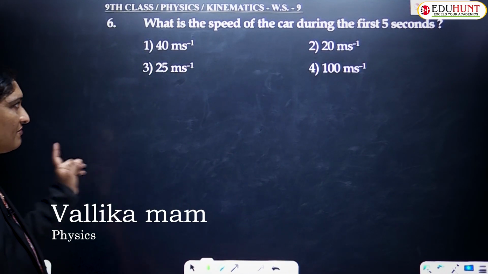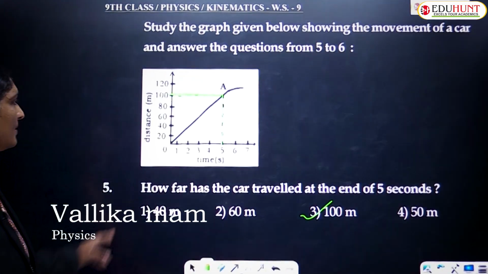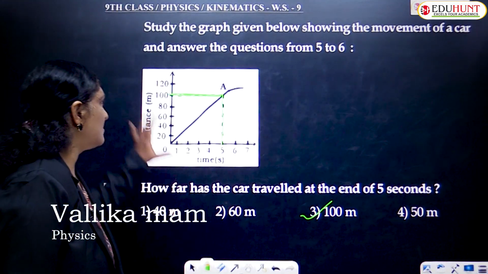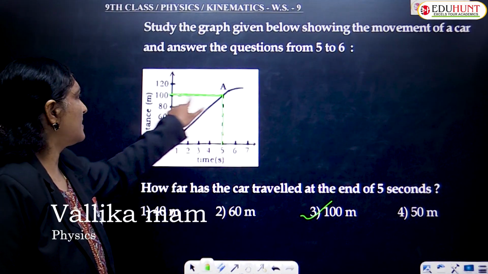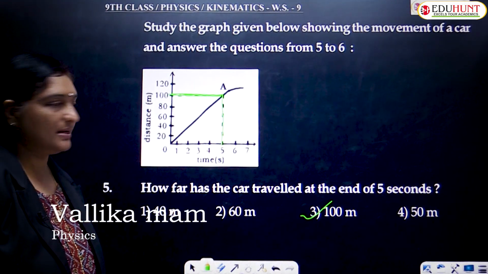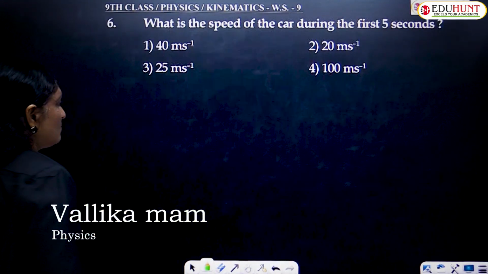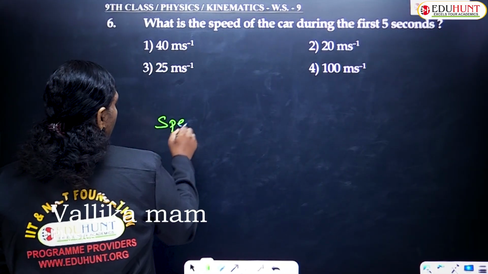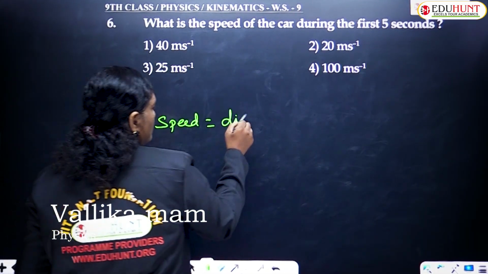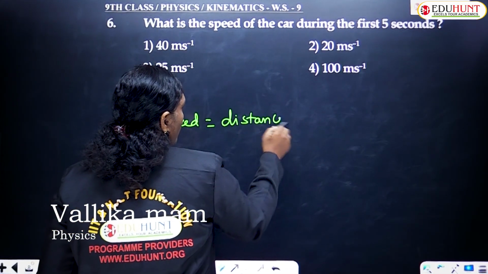Over. Next, what is the speed of the car during the first 5 seconds, from the above graph? Speed. What is the formula for speed, children? We know that speed equals distance by time. At 5 seconds, what is the distance he covered? 100 meters. Time is 5 seconds. So speed equals distance by time.